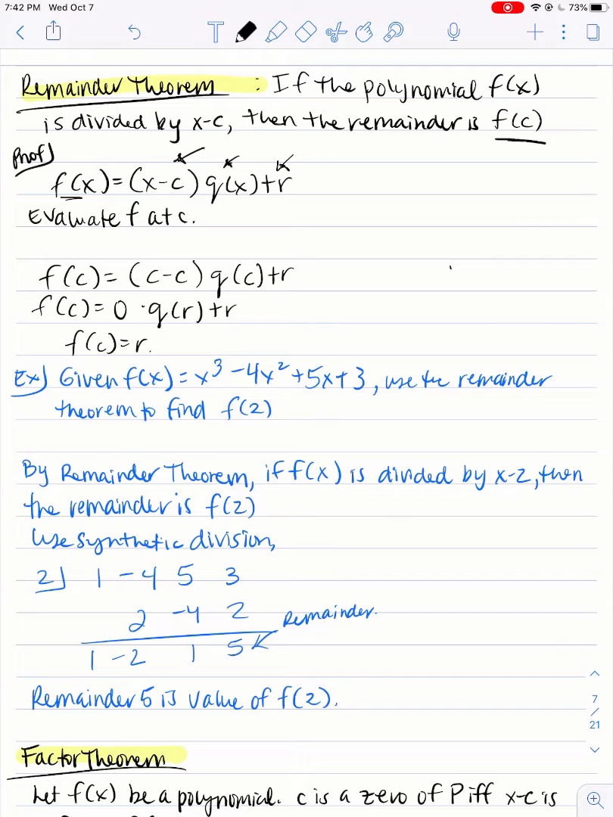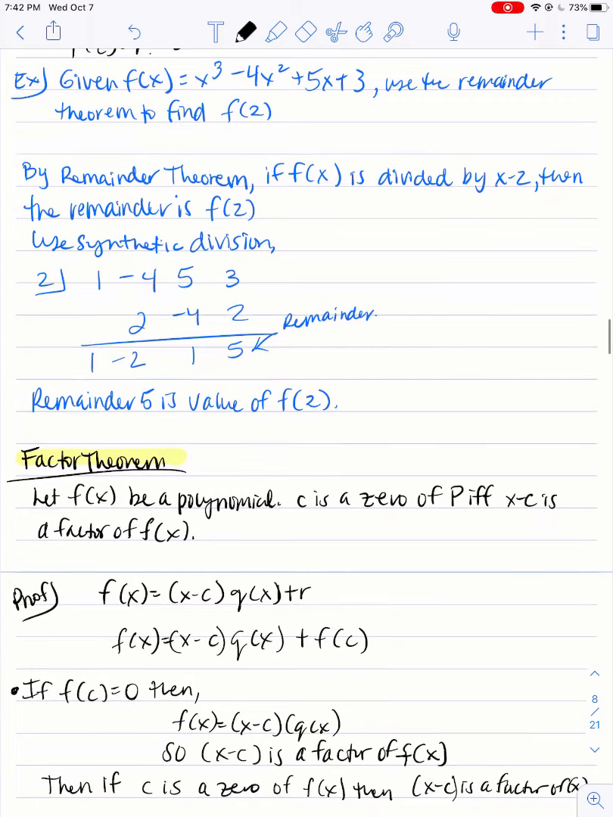So we get f of c equals c minus c, because we're plugging in c for x, times q of c, plus r. So I have f of c equals 0 times q of c plus r. And 0 times q of c is just 0, so that cancels. So I'm left with f of c equals r. So yes, it checks out.